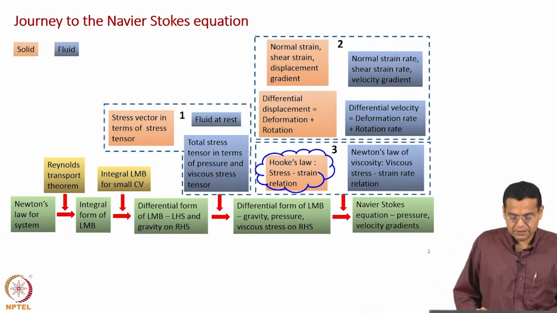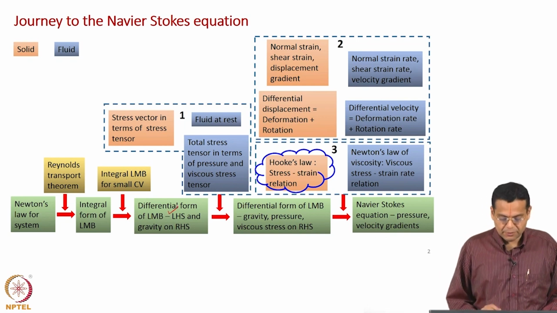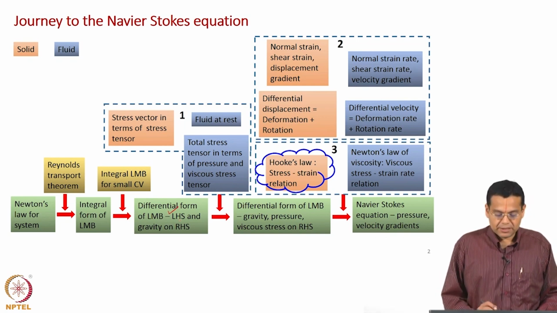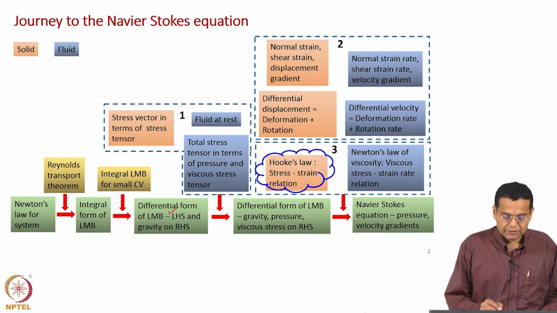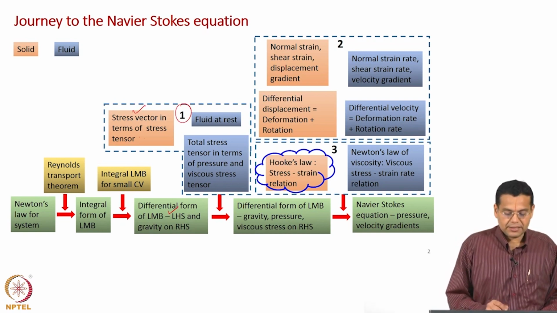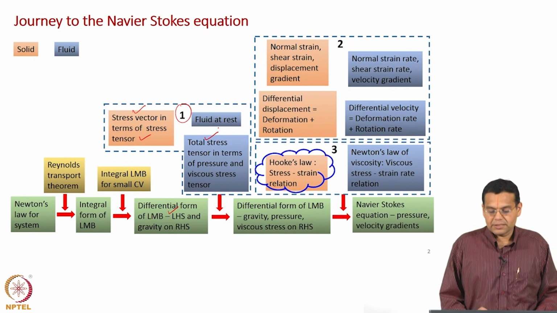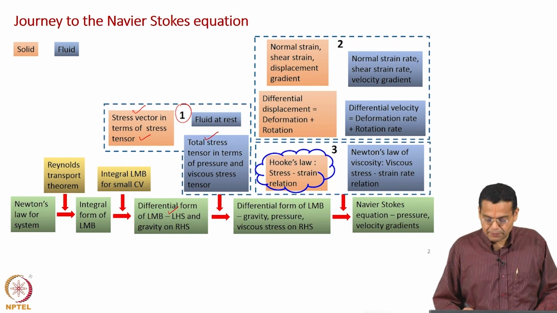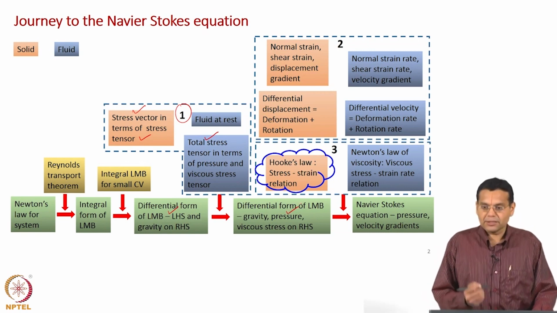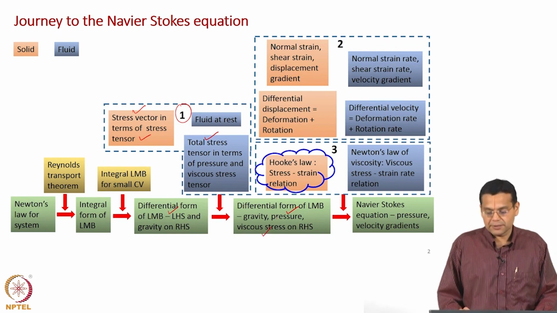So, in terms of the journey to the Navier-Stokes, we derived the differential form of linear momentum balance. We had surface forces on the right hand side. To understand that, we took the first visit to solid mechanics, understood stress vector, stress tensor, and came to fluid mechanics, understood total stress in terms of pressure and viscous stresses. Then we could complete the differential form of linear momentum balance, including the right hand side with the viscous stress terms.